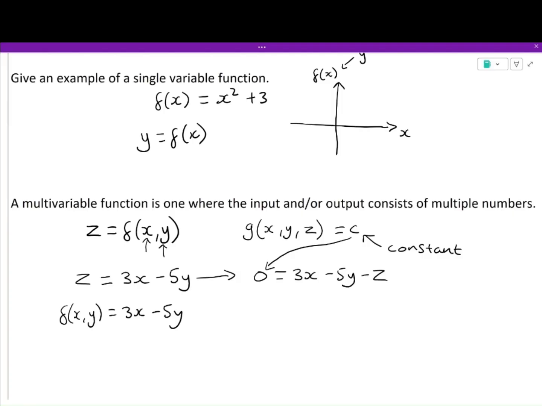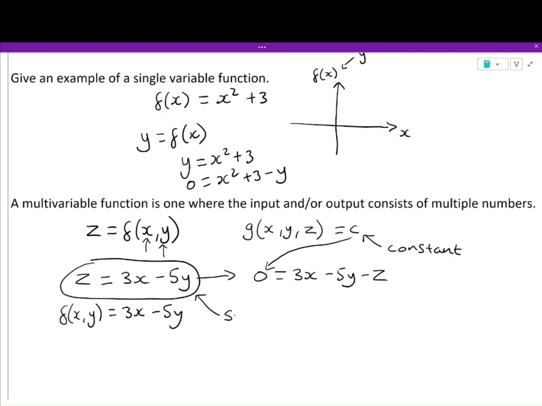You can do similar for some of our single variable functions. If we had y is equal to x squared plus 3, you could rearrange into the format 0 is equal to x squared plus 3 subtract y, for example. Now this equation here, if I was to draw its graph, this would give me a surface. In terms of how I would get my surface, I would plot all of the points that satisfy that equation.